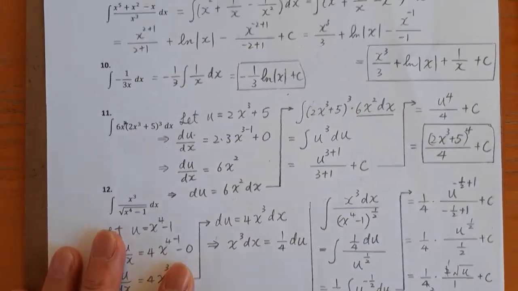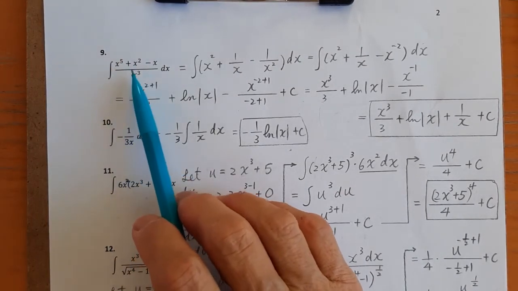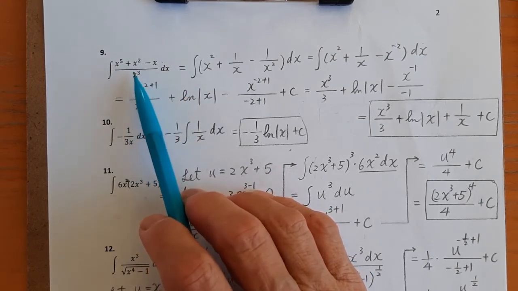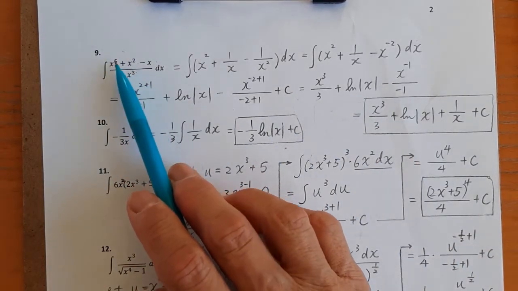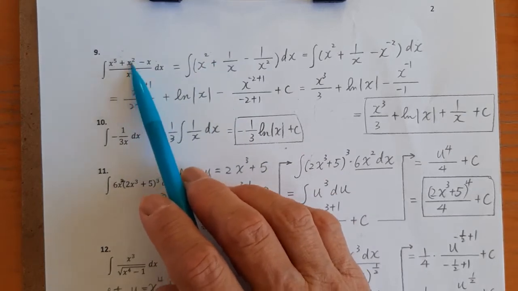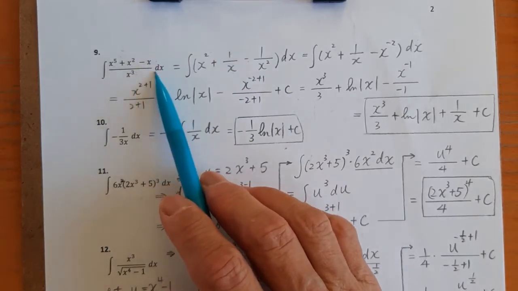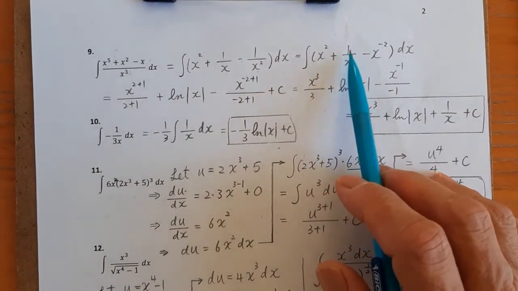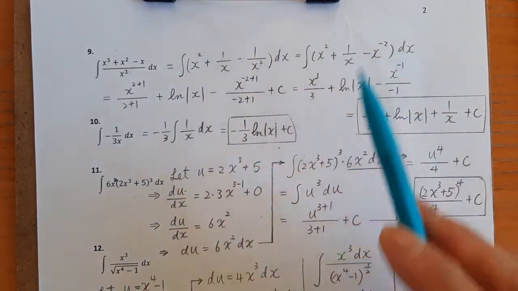Question 9. Integral of x to the power 5 plus x squared minus x, over x cubed, dx. So each one is divided by x cubed. x to the power 5 over x cubed, 5 minus 3, get x squared. x squared over x cubed, cancel x squared, get 1 over x. Minus x over x cubed, cancel 1 x, become 1 over x squared. Then integral of x squared plus 1 over x. This 1 over x squared you can switch up, become x to the power negative 2, dx.